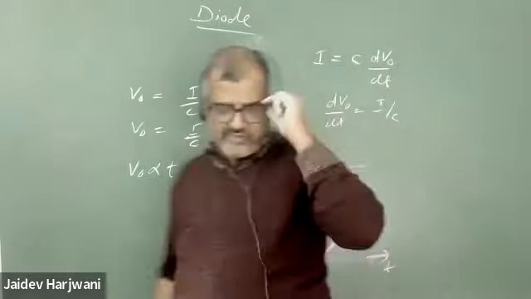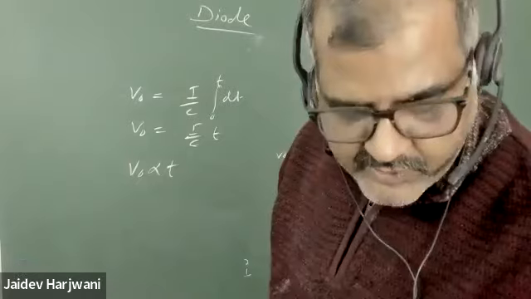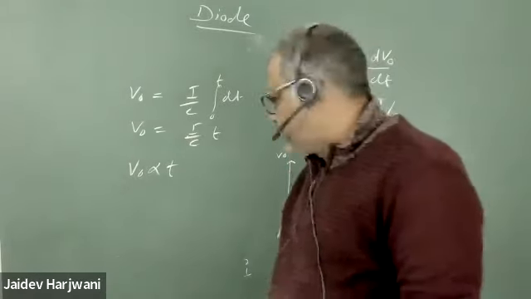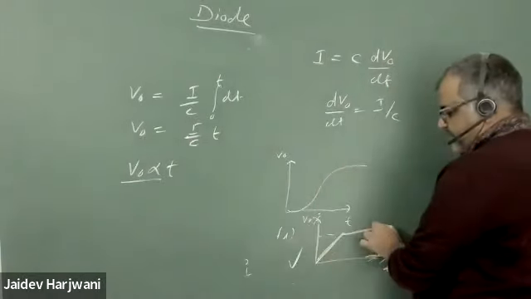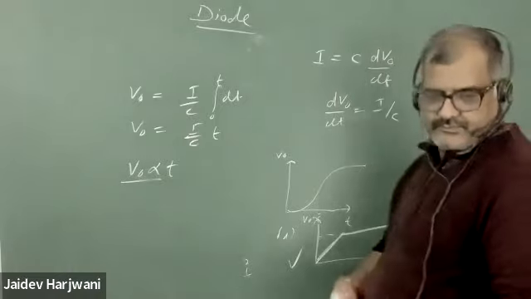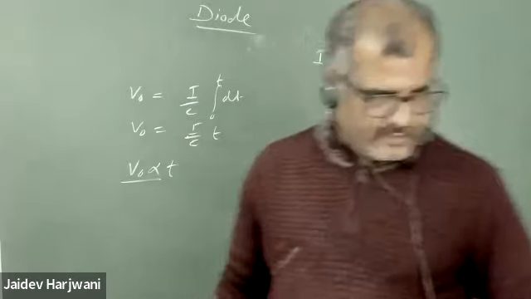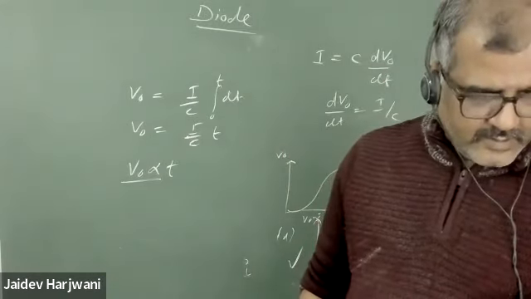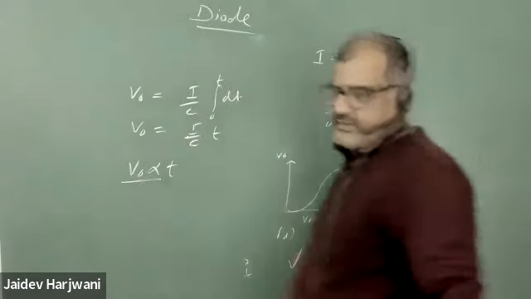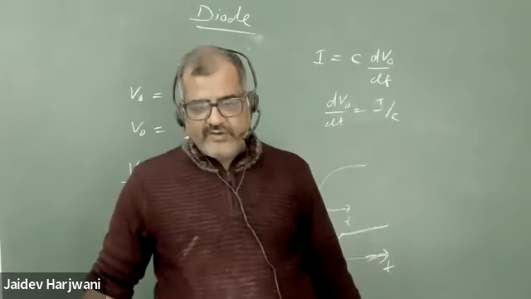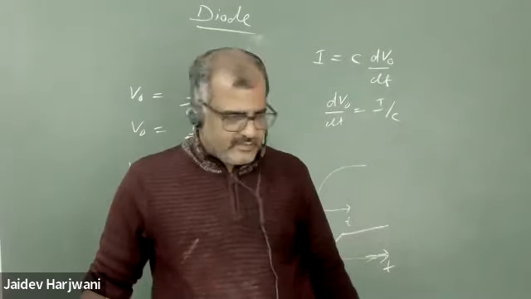Otherwise you have to write the charging equation for an RC circuit. When R was there, you simply write the RC charging equation, but here there is no resistance, so you directly get V naught proportional to T, and after some time it will become constant. If R is there, then the picture is different. The capacitor is charged, that's why the voltage will remain constant after some time. This is a fixed current, so obviously the voltage cannot go infinite. After some time it will become constant.